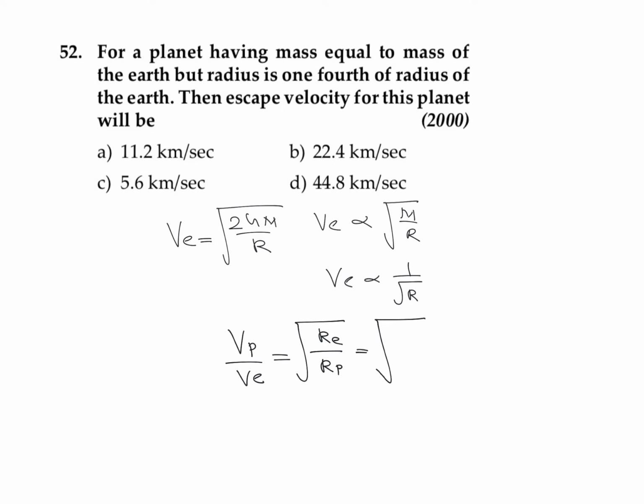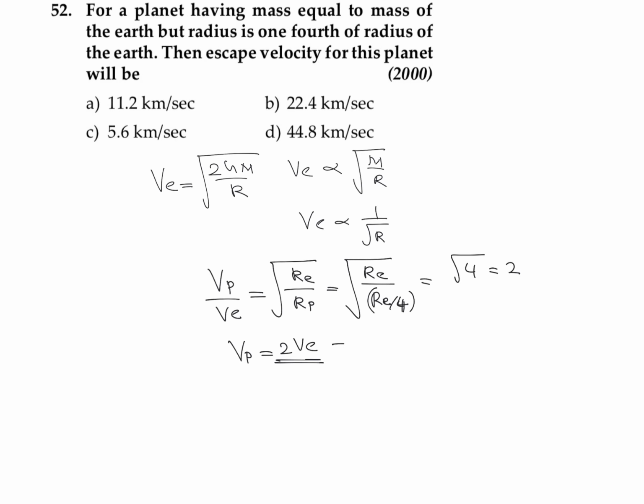And according to the question, it is given that the radius of that planet is 1/4 of the radius of Earth. So we can write it as RE divided by 4. So RE and RE get cancelled. So we can write root of 4, which we can take as 2. So the escape velocity on that planet is 2 times the escape velocity on Earth.